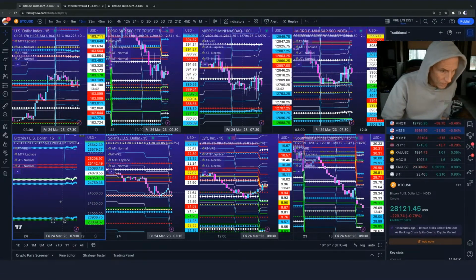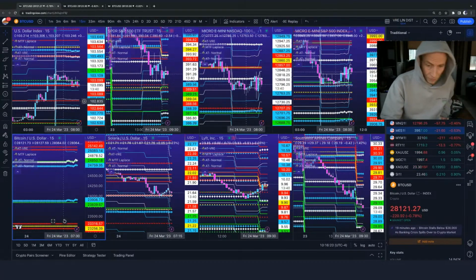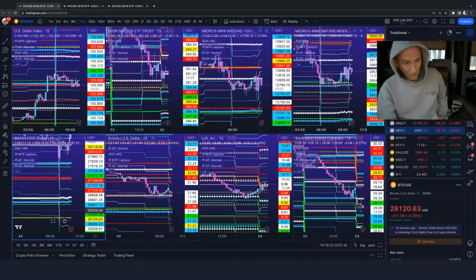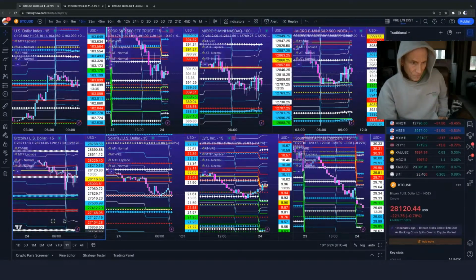Was it down there? It's right here somewhere. There it is. Yeah, 23.3. So that's 2K below that level. See what happens. We will see what happens.